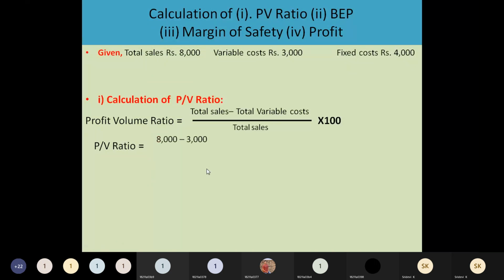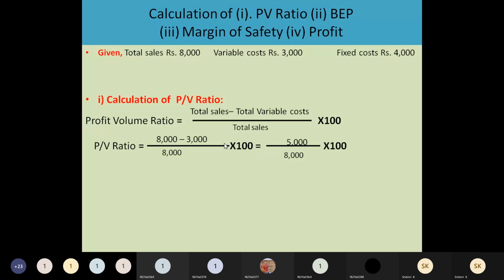So this will be obtained as a ratio, so that is percentage. So total sales here it is given 8,000. 8,000 you replace. And variable cost, in place of total variable cost, you take it as 3,000. Divide it with total sales, 8,000. So that is 8,000 divided by 8,000 into 100. So 8,000 minus 3,000 will give you 5,000. You do not need the calci here. Okay. 8 minus 3 is 5. So divided by 8,000 into 100.